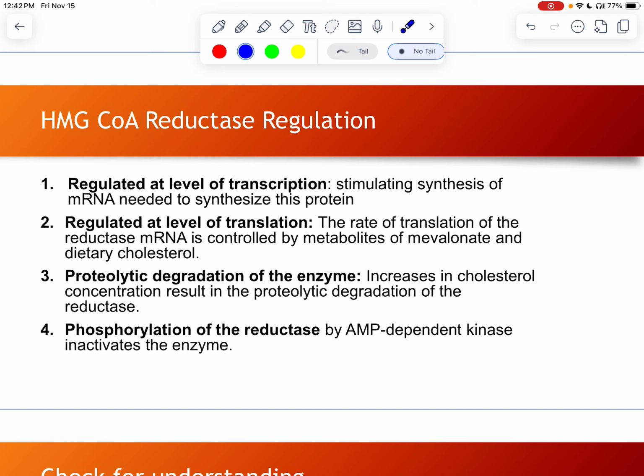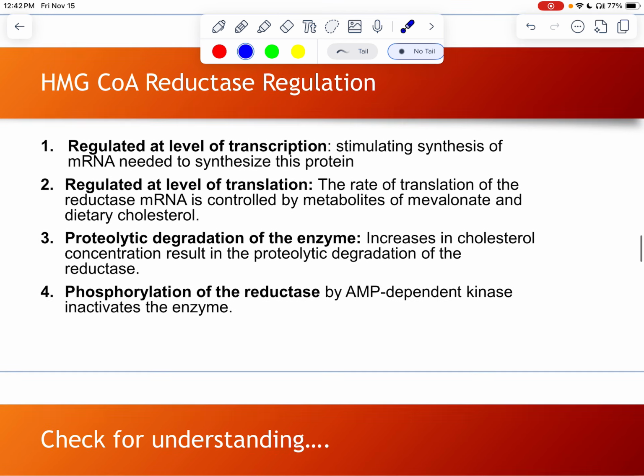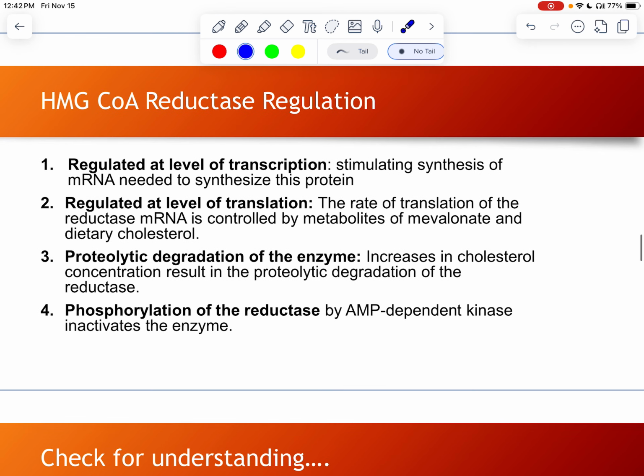The third way is once we already have that enzyme, we can degrade it. So we can essentially destroy our enzyme. It gets acted on by a protease, and that can often be controlled by cholesterol concentrations or levels. And then the other thing is, we've seen this over and over, right? Phosphorylation. So that enzyme could be phosphorylated.